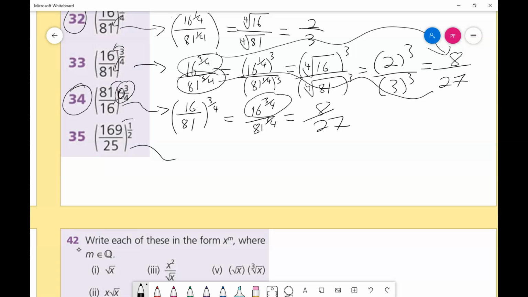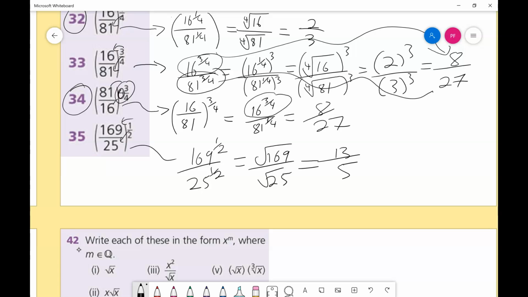So now I've got 169 over 25 to the power of a half. So the power applies to everything inside the brackets. So it's 169 to the power of a half over 25 to the power of a half. Power of a half means square root. So that's the square root of 169 over the square root of 25. The square root of 169 is 13, and the square root of 25 is 5.